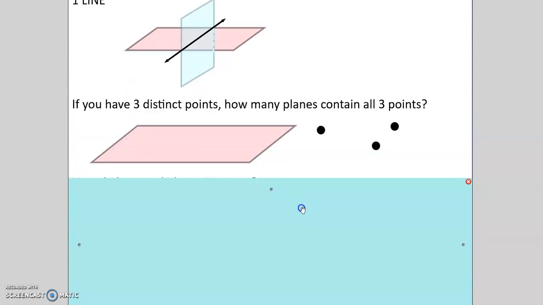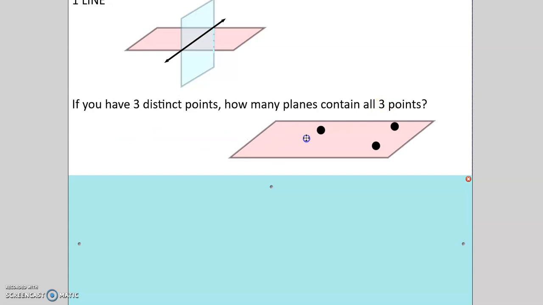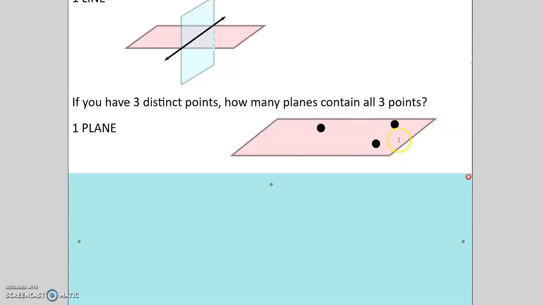Another case: if I have 3 points, how many planes can go through 3 points? The answer is just one plane. It's a flat surface, and there's only going to be one flat surface that goes through all 3 of those points, okay? Just one plane.